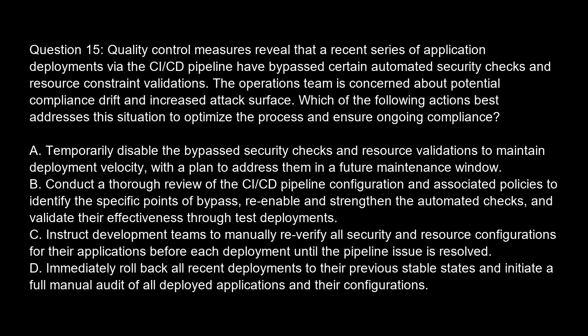Option C. Instruct development teams to manually re-verify all security and resource configurations for their applications before each deployment until the pipeline issue is resolved. Option D. Immediately roll back all recent deployments to their previous stable states and initiate a full manual audit of all deployed applications and their configurations.